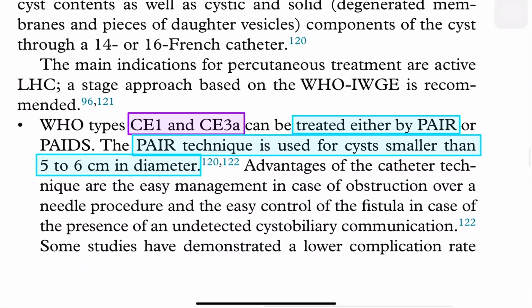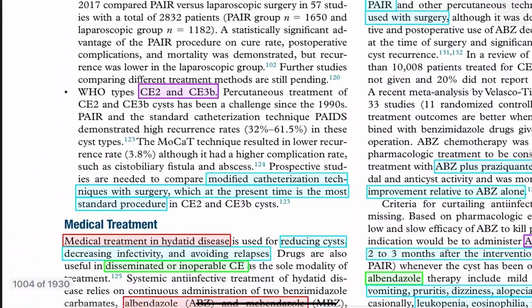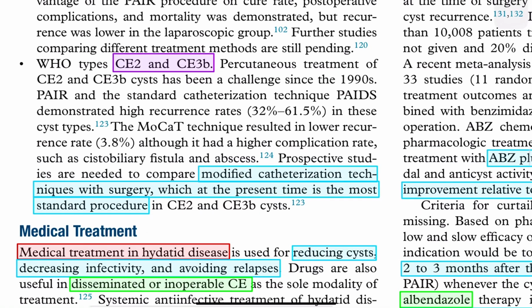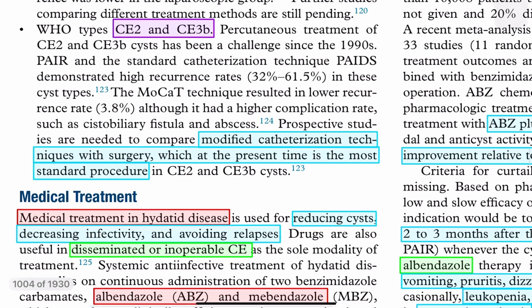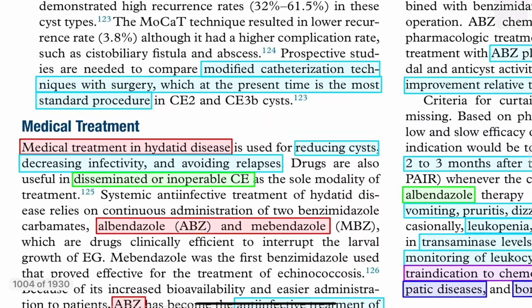Based on WHO ultrasound grading, CE1 and CE3A are treated by PAIR. The PAIR technique is used for cysts smaller than 5 to 6 centimeter in diameter. In CE2 or CE3B, modified catheterization technique along with surgery is used. So CE2 and CE3B: catheterization technique with surgery.